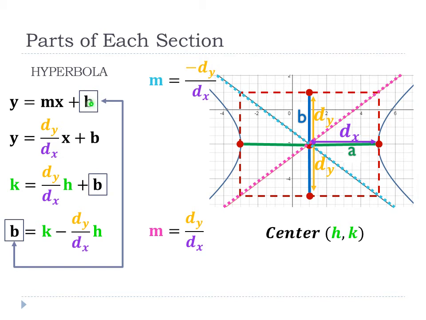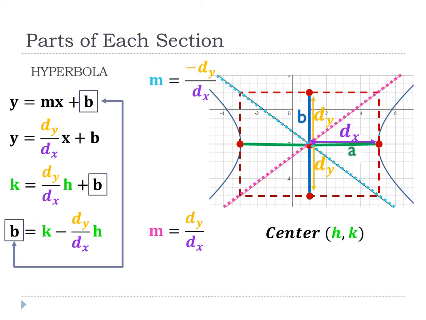Please do not get confused with this b and the b from the equation of the hyperbola. They're not the same b, okay? So, once I do that, I will obtain y equals my slope, whichever my slope is, times x plus the b I just found. And that will give me the equation of the asymptote. Remember, all hyperbolas have two asymptotes.